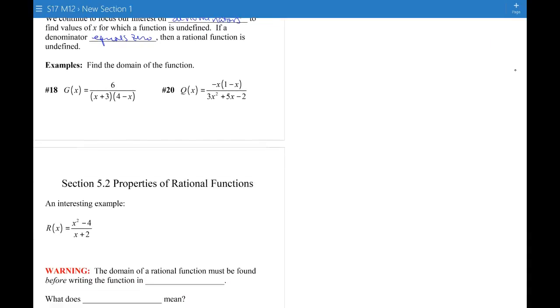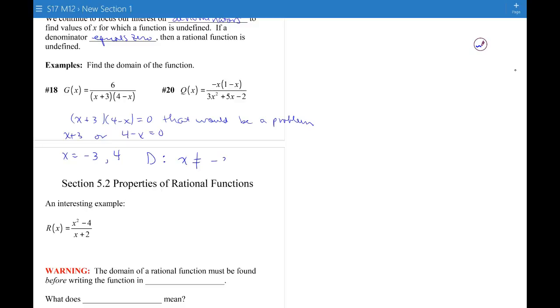So this first function, you can easily see that if x plus 3 times 4 minus x equaled 0, that would be a problem. So we use the zero product property to see when that happens. When x equals -3 or 4, so the domain is x doesn't equal -3 and 4, because those are the places where we'd have a problem. So we'll do number 20 together in class.